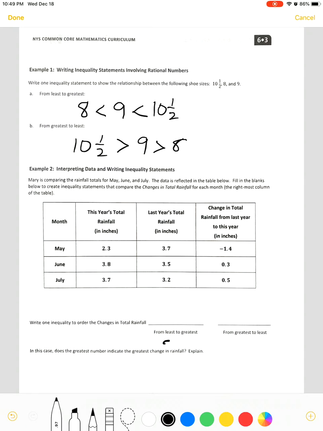Anyway, Mary is comparing the rainfall totals for May, June, and July. The data is reflected in the table below. At least they're not talking about snow, right? Fill in the blanks below to create inequality statements that compare changes in total rainfall for each month, the rightmost column of the table. So they want us to focus here. And why they're telling you that is because they already did some of the math for you here.